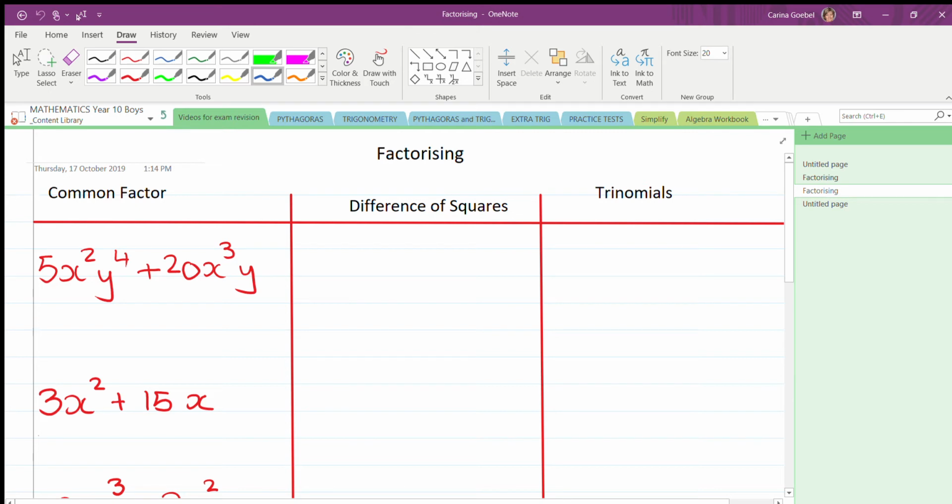20 and 5 is divisible by 5. They also have an x squared common and a y. You are then left with, put your brackets down, put your sign in. If you have two terms here in your brackets, you should always have two terms. That means there is a y cubed, and 20 divided by 5 is 4, and you need an x.